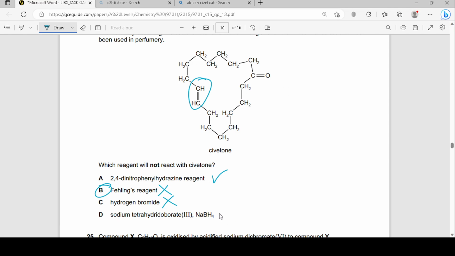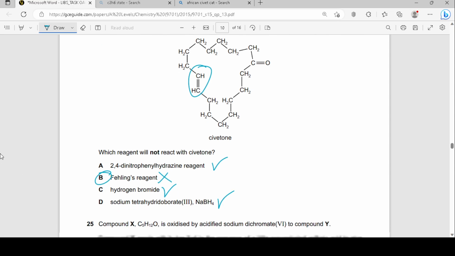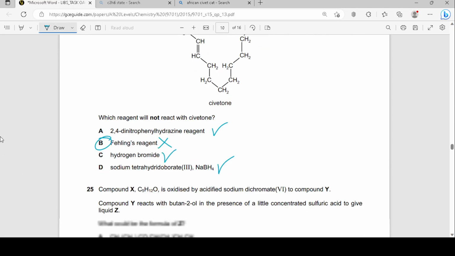So if the reaction can happen, then I'll cross the answer out. So basically, why did I put crosses? I mean, it will react, right? So these two reactions do occur. I'm going to put ticks. This reaction does not occur, so I put a cross. So Fehling's reaction is the answer because there's no aldehyde group here. Okay. So yeah, hopefully that makes sense.